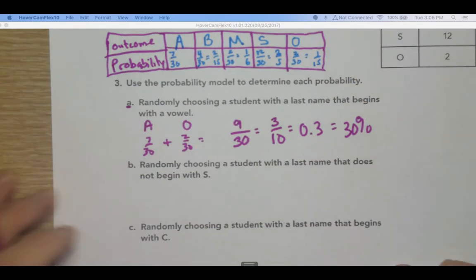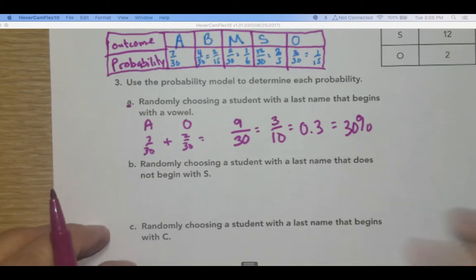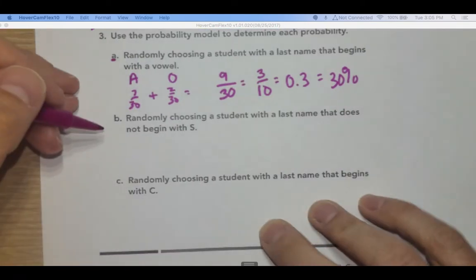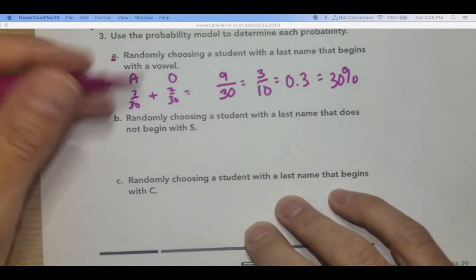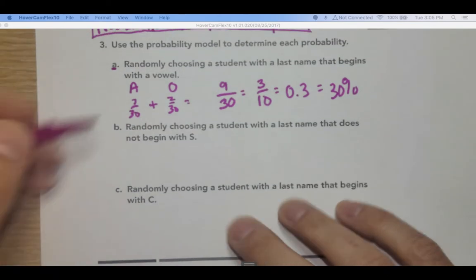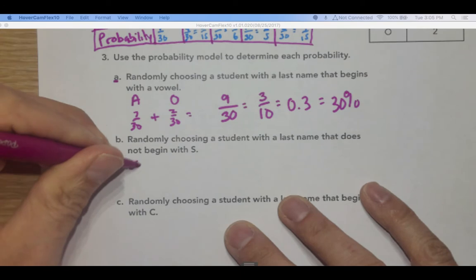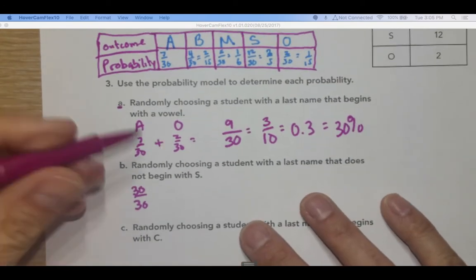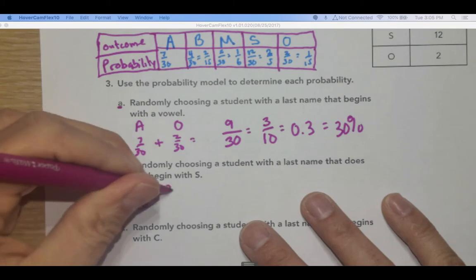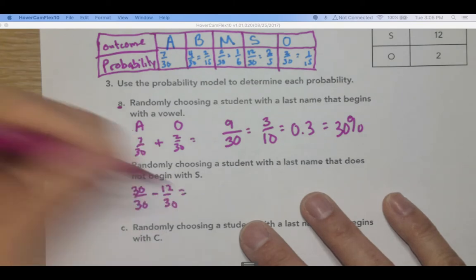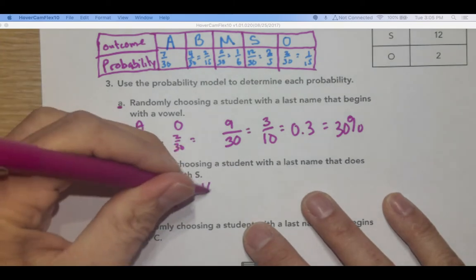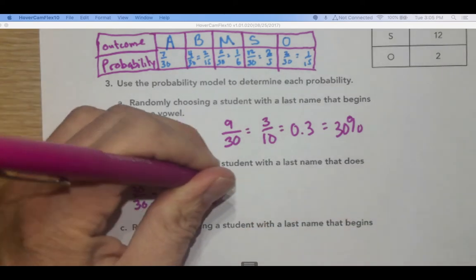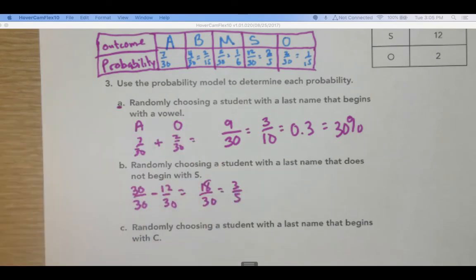B, randomly choosing a student with a last name that does not begin with S. All right. So I know all the kids is 30 out of 30. Then those with an S is 12 out of 30. So I'm going to take that away. And then I would be left with 18 out of 30, which I can simplify down to 3/5, which is the same as 6/10 or 60%.